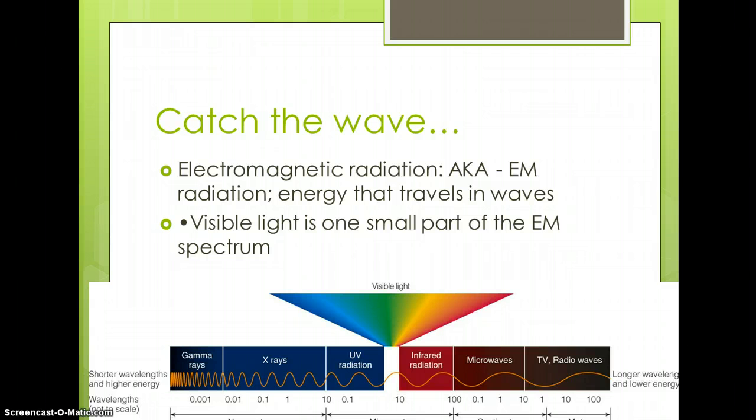Gamma rays have very high energy. TV and radio waves have very low energy because they have longer wavelengths. The gamma rays have shorter wavelengths. You can see they're all squished together there at the end, and therefore have very high energy and are capable of more damage to living things on Earth.